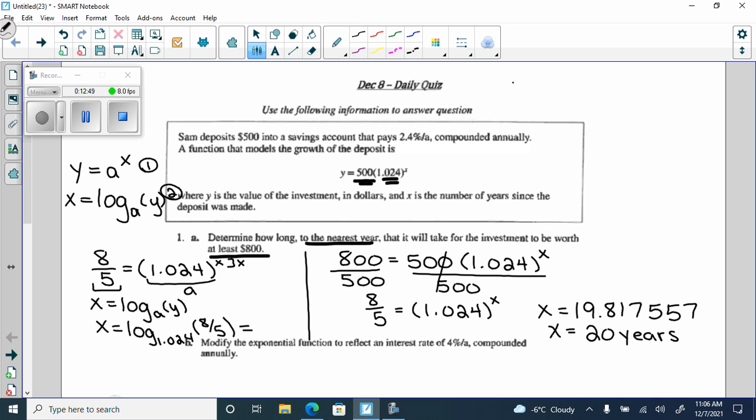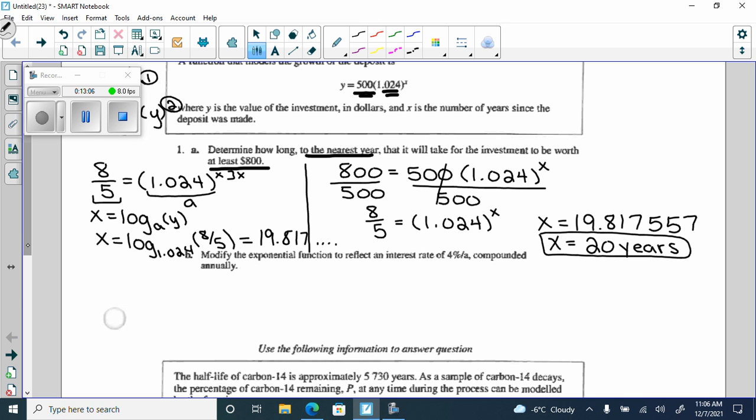If this is a word problem in a written response, you're going to have to show the algebra on it, guys. You can't just use Y1, Y2. So it's 19.817, which is still 20 years. You see that? You see how we did it both ways? Every single exponential word problem can be done both ways.